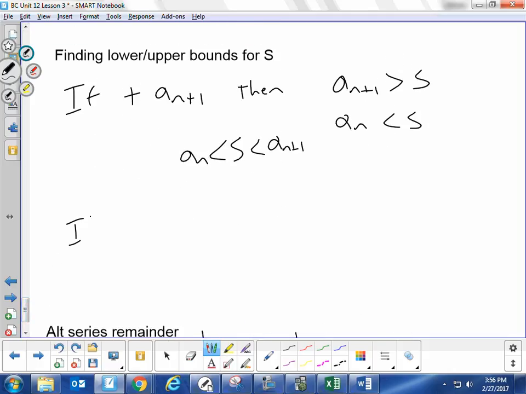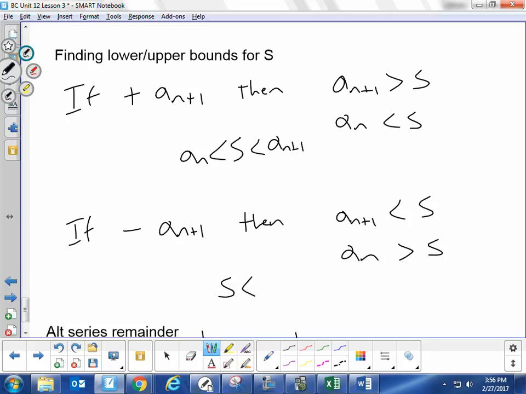And if you are subtracting the next term, well, then you know that next term that you subtracted is going to be less than the sum, whereas the previous term is going to be greater than the sum. So depending on which way you're going, you know definitively, hey, that's going to be less than, and that's going to be more than.